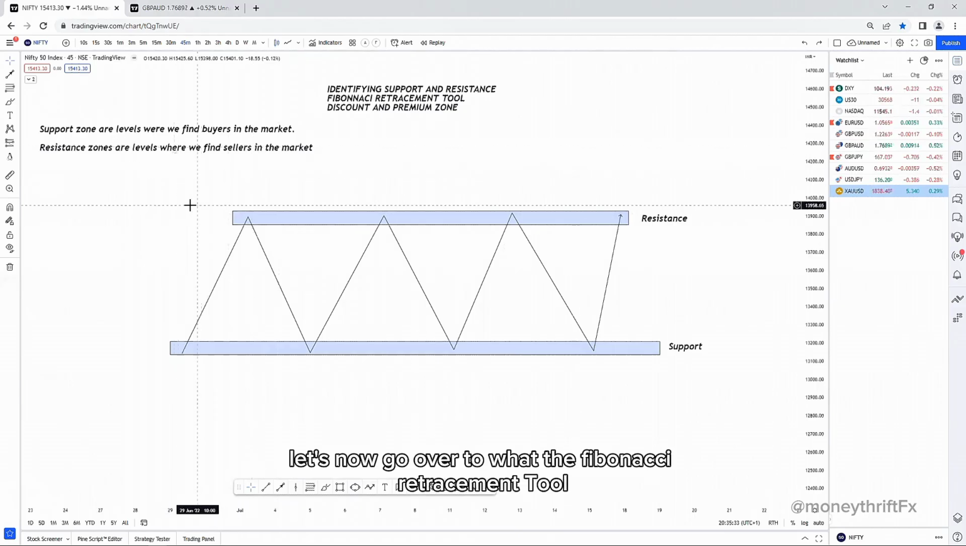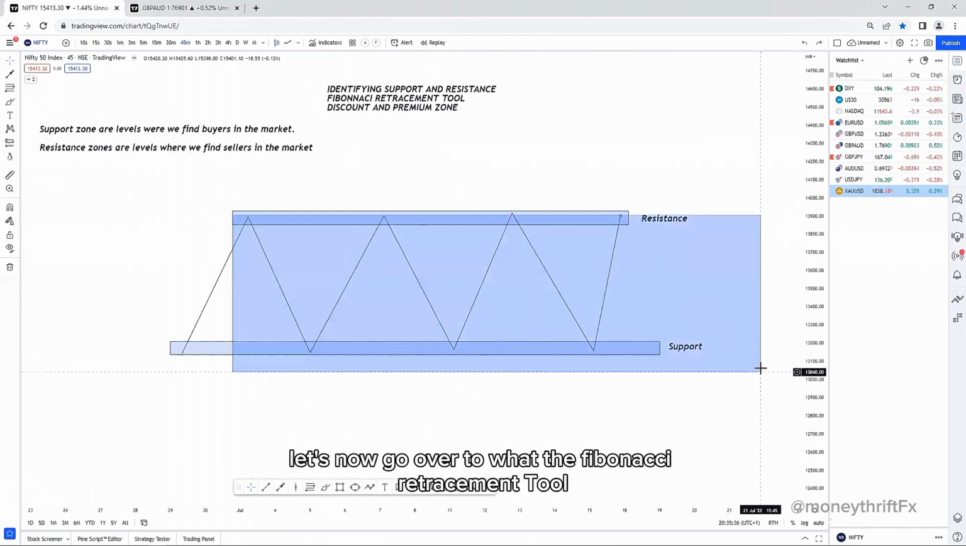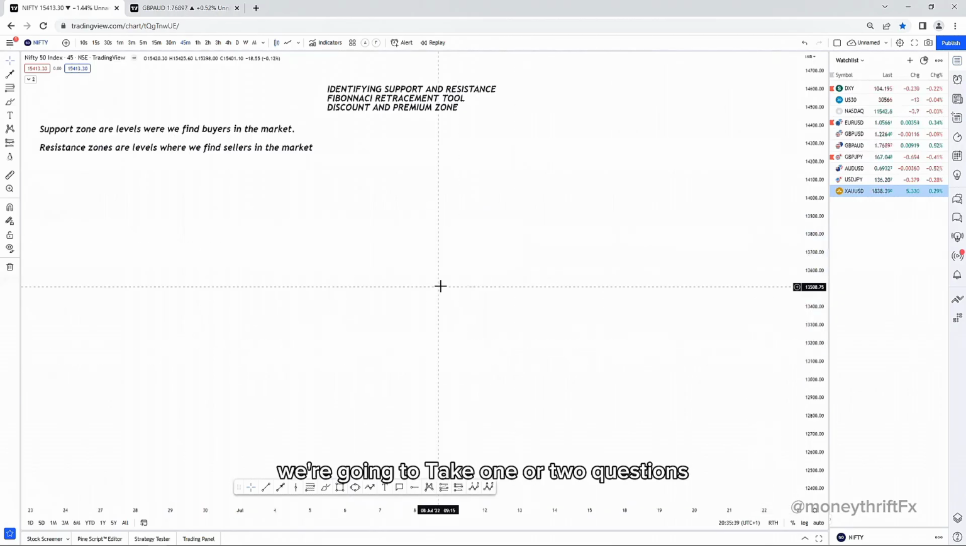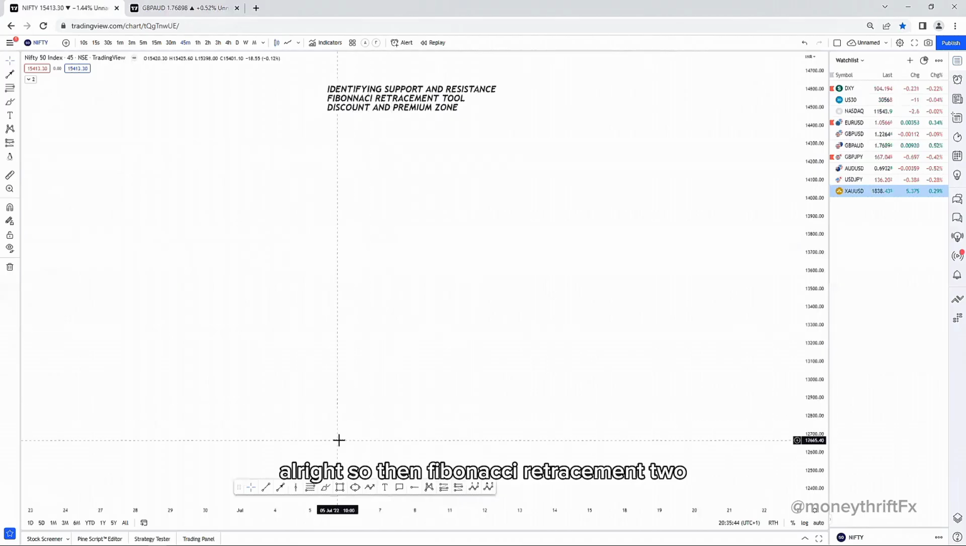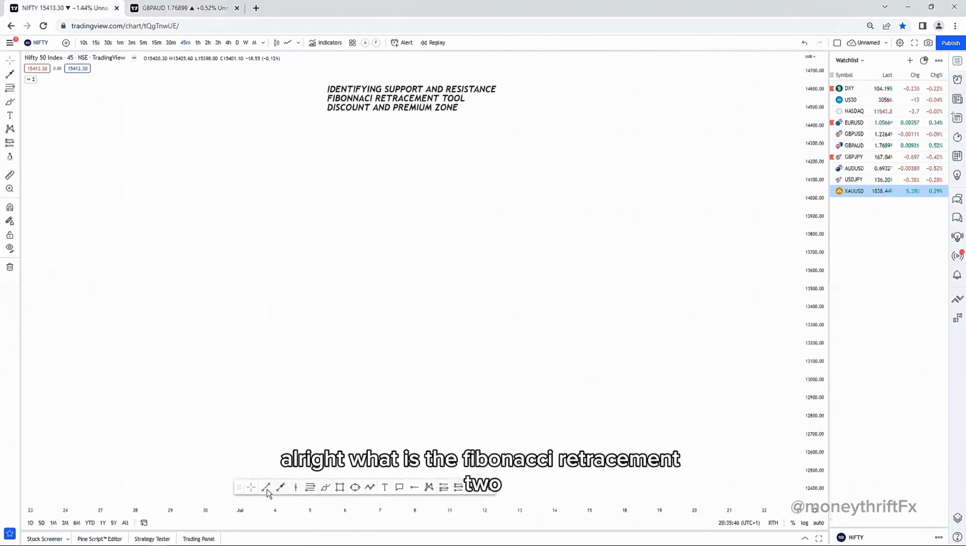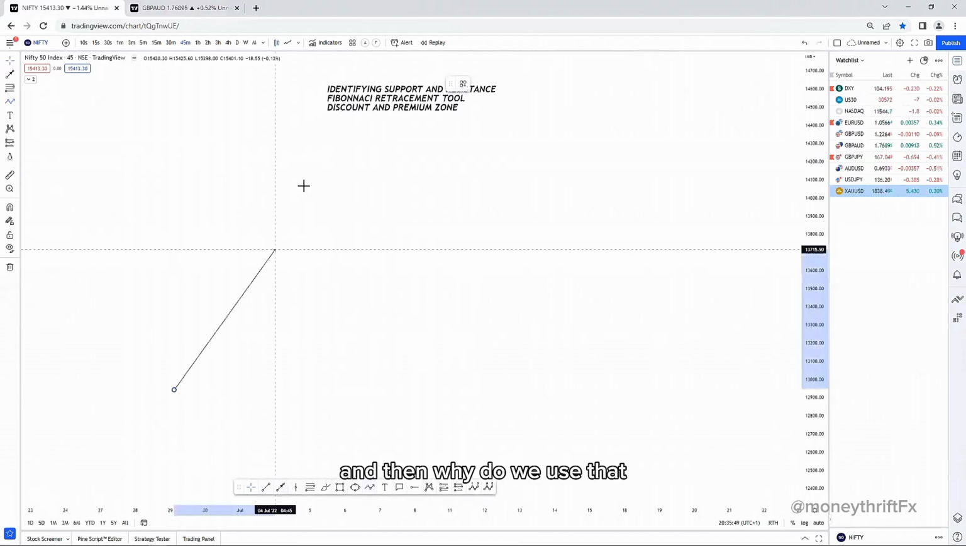Let's now go over to the Fibonacci retracement tool. At the end of the class, we're going to take one or two questions. If you have any questions, you can just write them out. All right, so then Fibonacci retracement tool. What is the Fibonacci retracement tool? And then why do we use that?